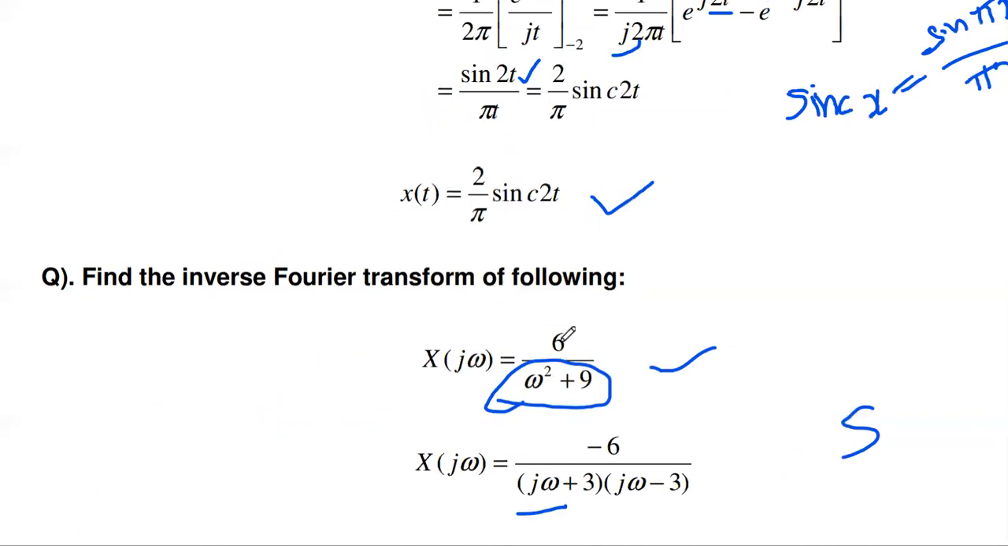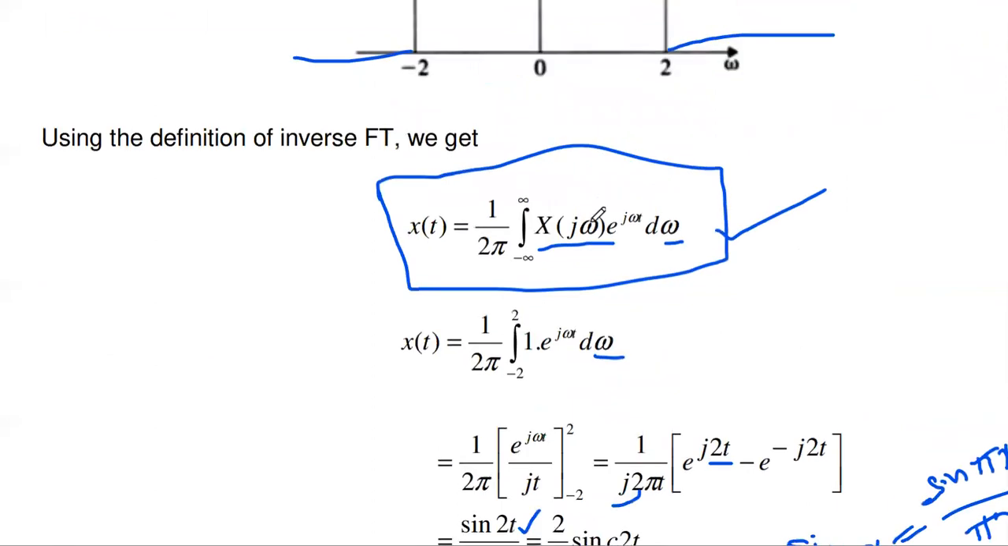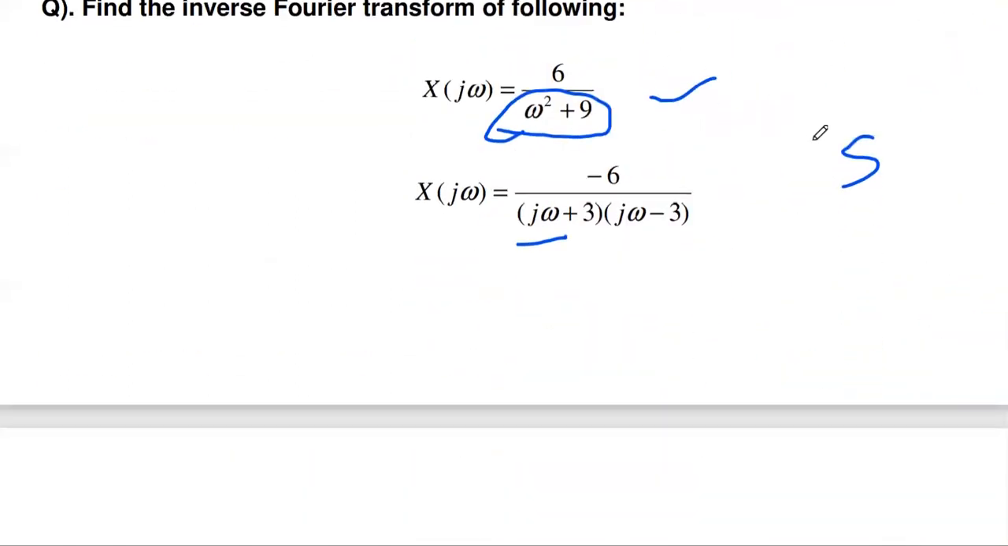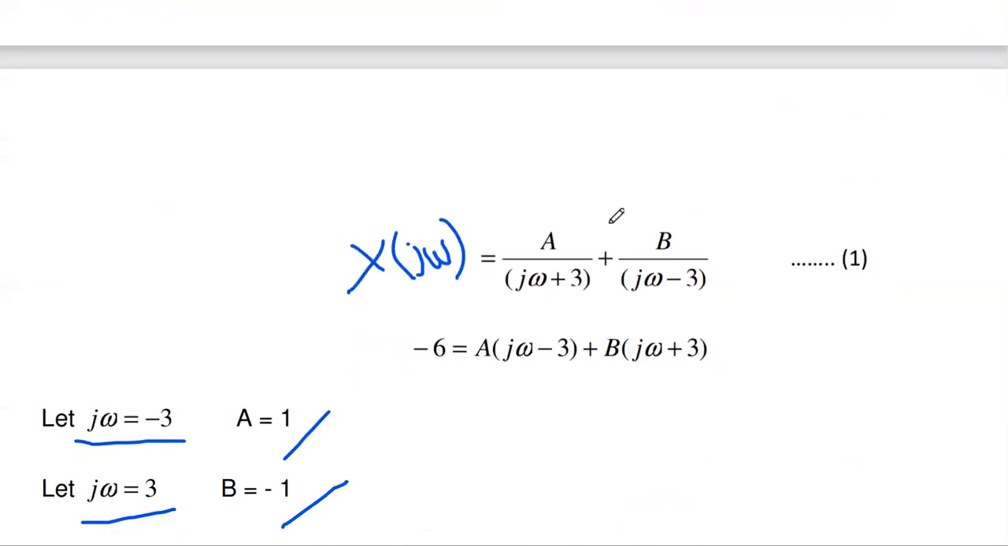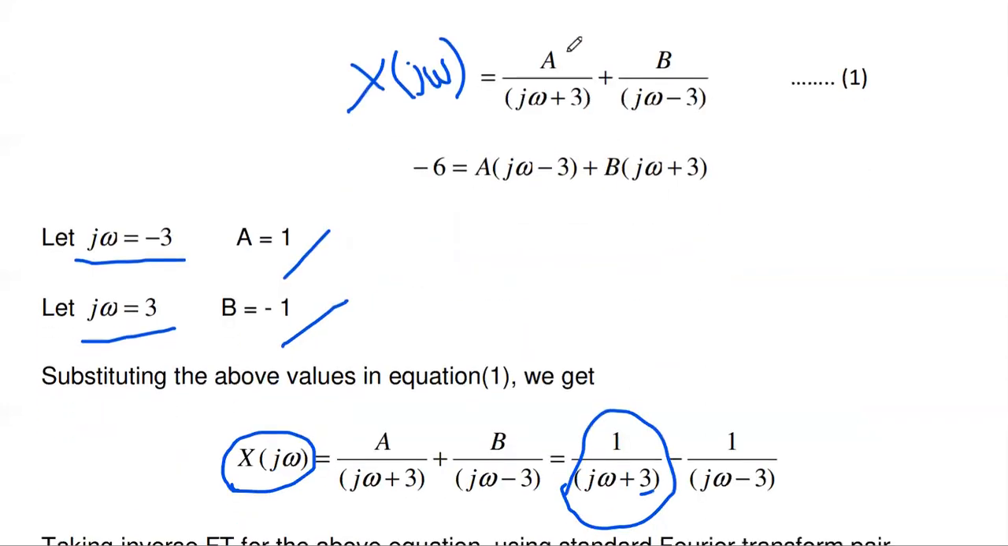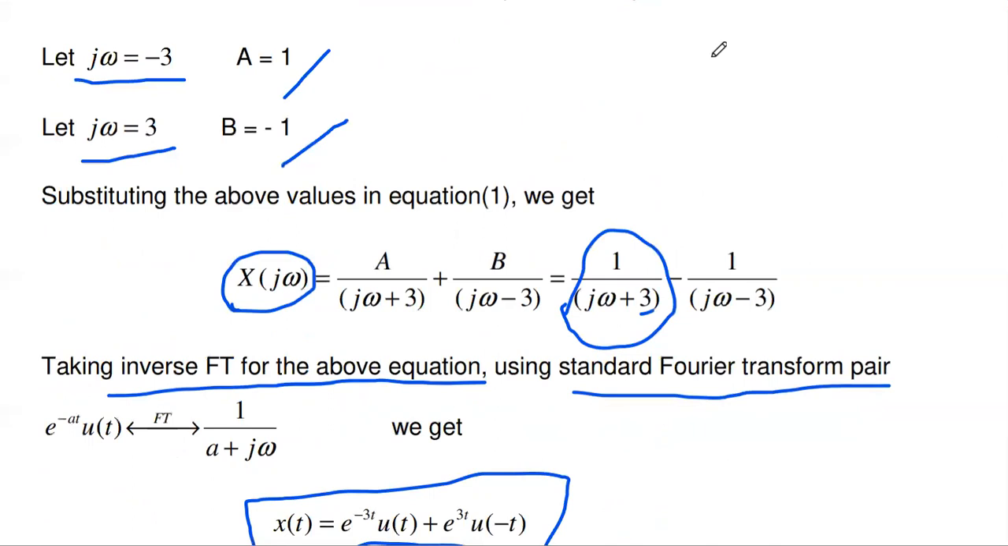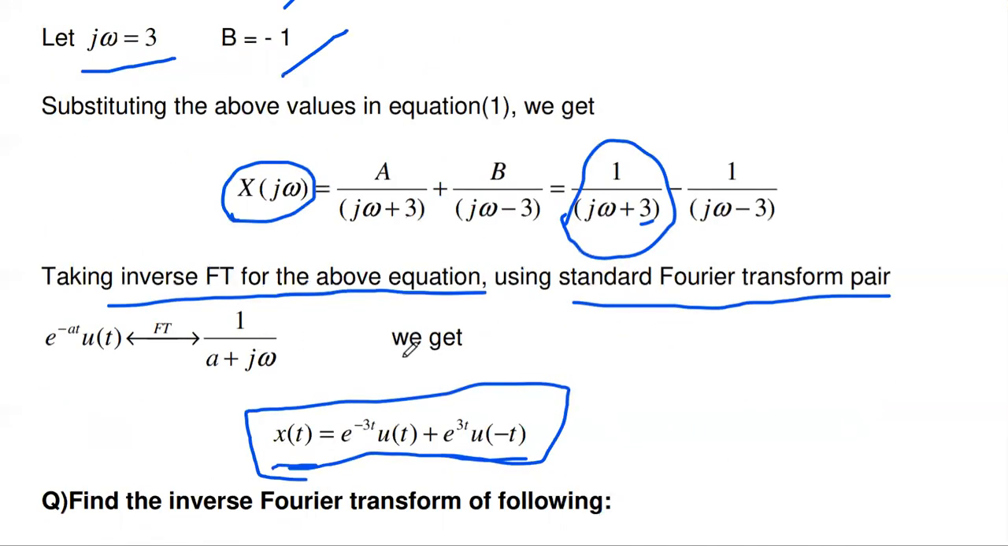If the frequency is not defined, we are not going to use the inverse Fourier transform formula. We use the general method, the partial fraction method. In partial fraction, first we have to factorize the denominator polynomial. In the Fourier transform, j omega is the variable. Then we split the second order function into the addition of single order functions, find the values of the partial fraction coefficients A and B, substitute them in the above equation, and using the standard Fourier transform pair we get the inverse Fourier transform, so the time domain signal. Okay, this is the thing.